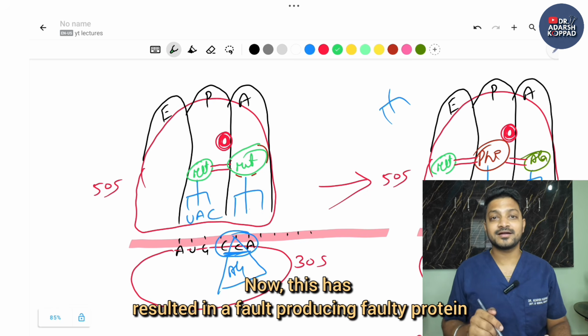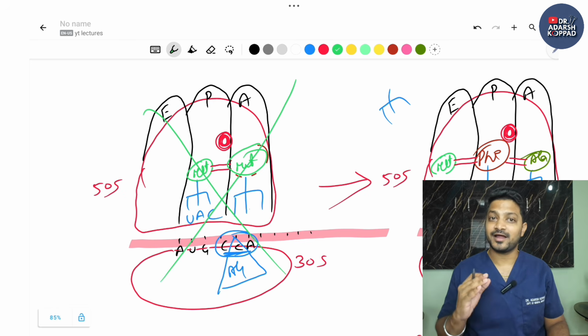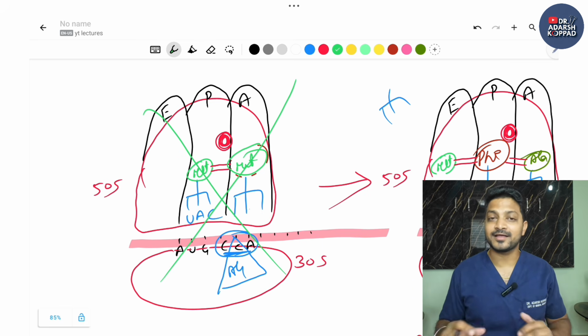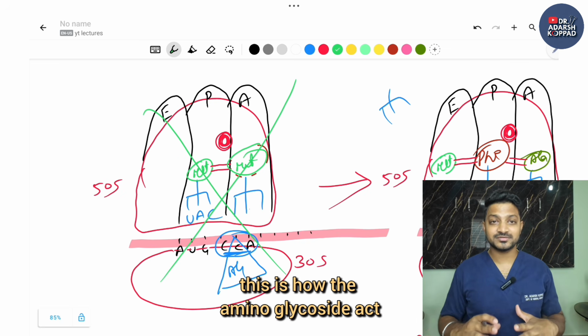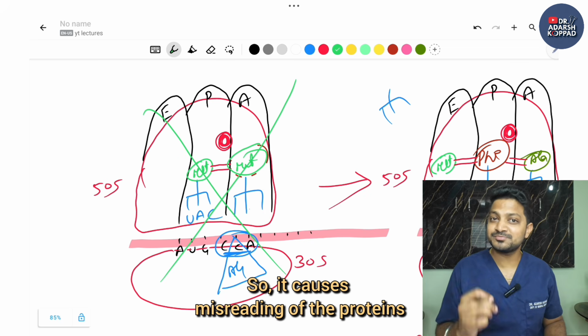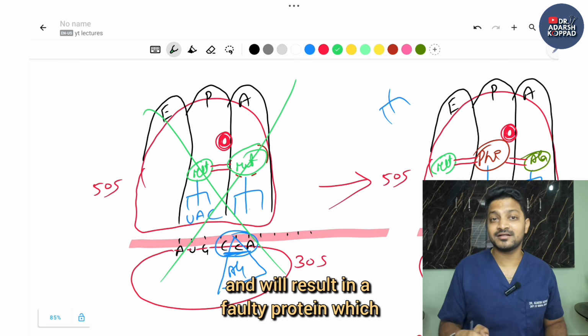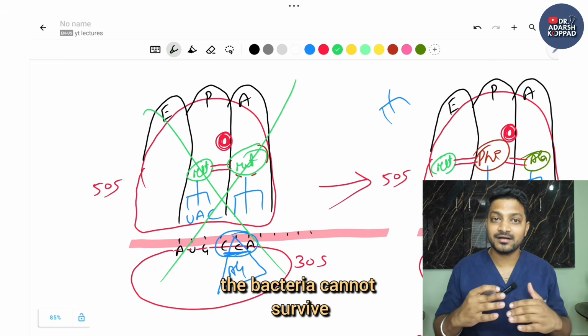Now this has resulted in a fault producing faulty protein, and this will collapse the entire protein synthesis factory and kills the bacteria. So this is how the aminoglycoside acts. So it causes misreading of the proteins and will result in a faulty protein which the bacteria cannot survive.